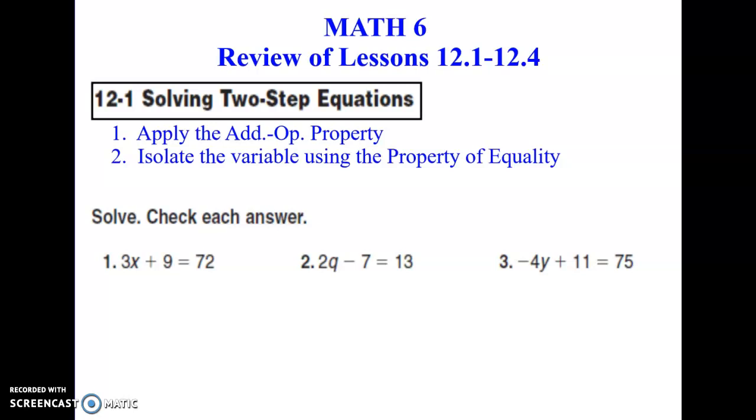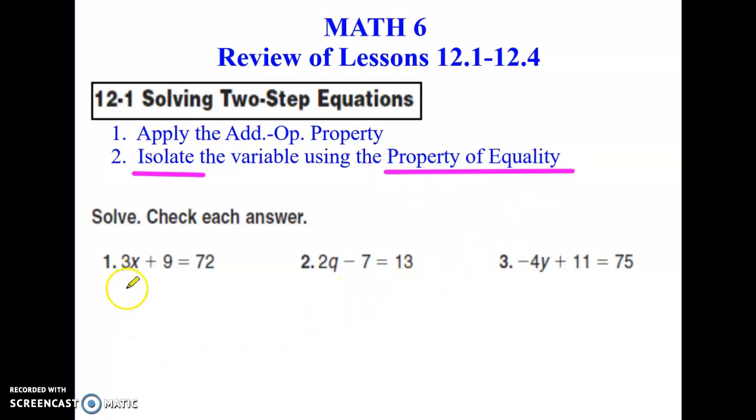Hi, today we're going to review the first 4 lessons of Chapter 12. Our first lesson involves solving two-step equations, where we want to apply the add-out property and then isolate, or get the variable by itself, by using that property of equality, which means we do the same thing to both sides.